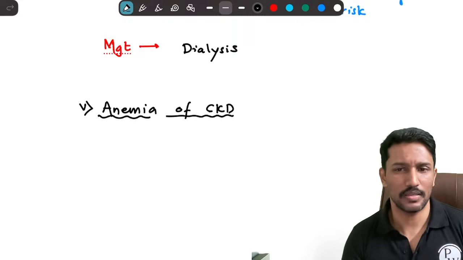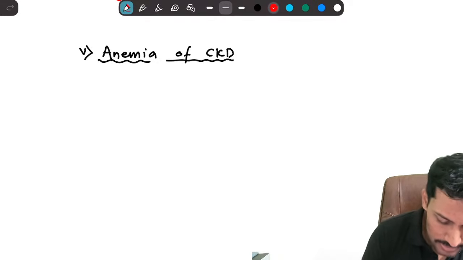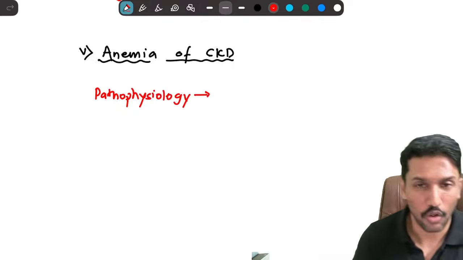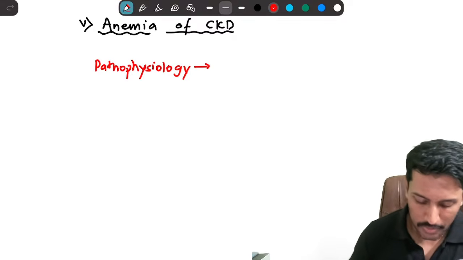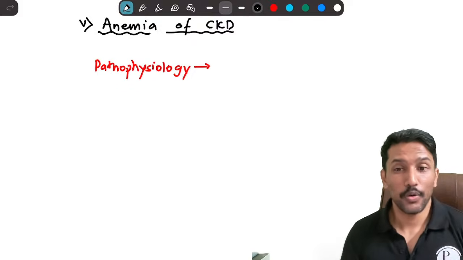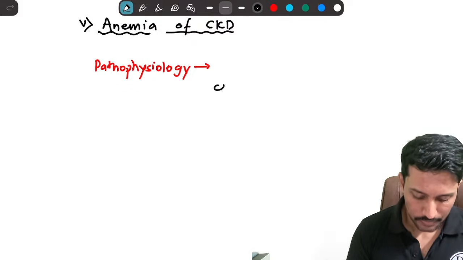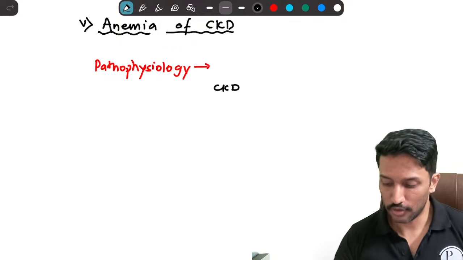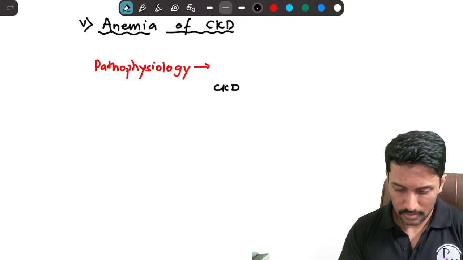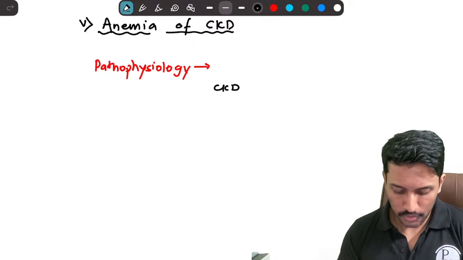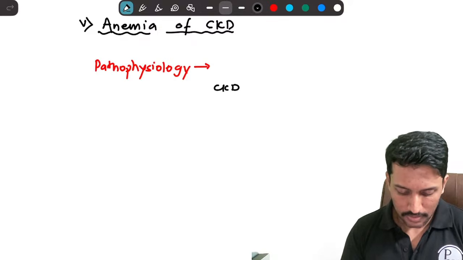So why do we develop anemia in CKD? Let us understand the pathophysiology. Traditionally speaking, when we say anemia of CKD, it is primarily a normocytic normochromic anemia, but the reality is not. So what exactly happens in CKD is the erythropoietin production. Kidneys are the ones which are producing erythropoietin, and if the kidneys are dysfunctional, there will be impaired erythropoietin production.